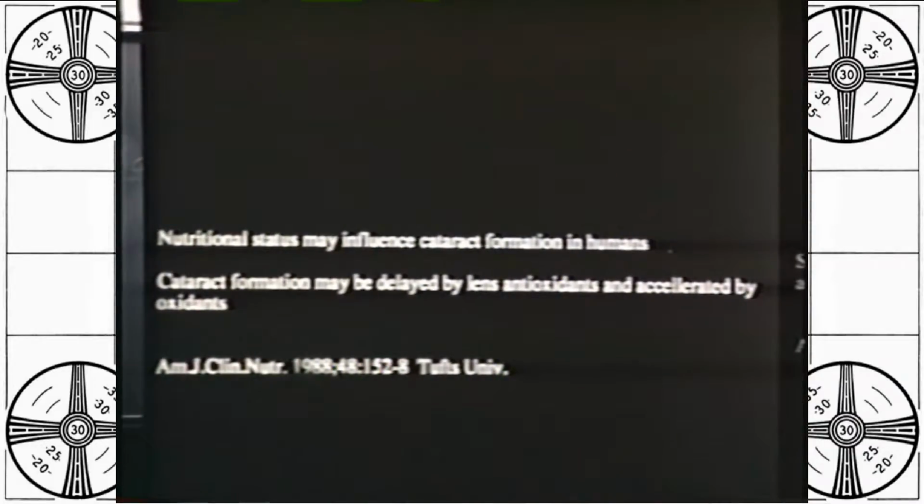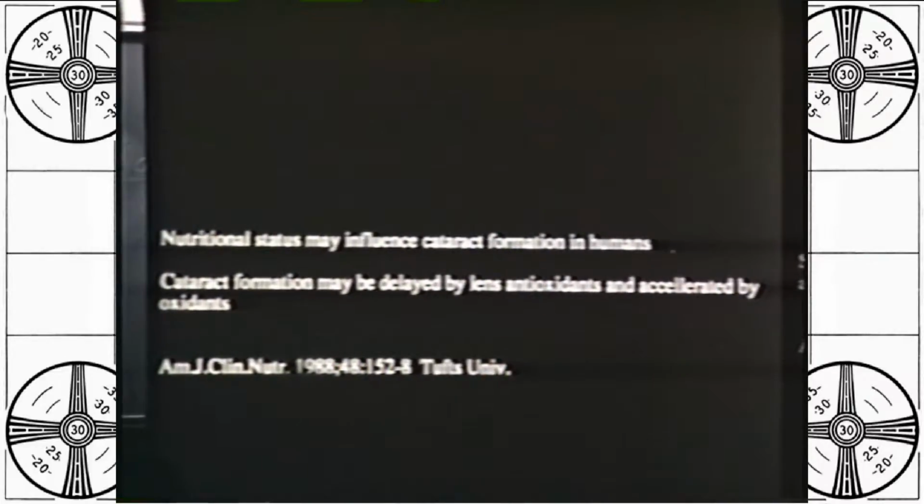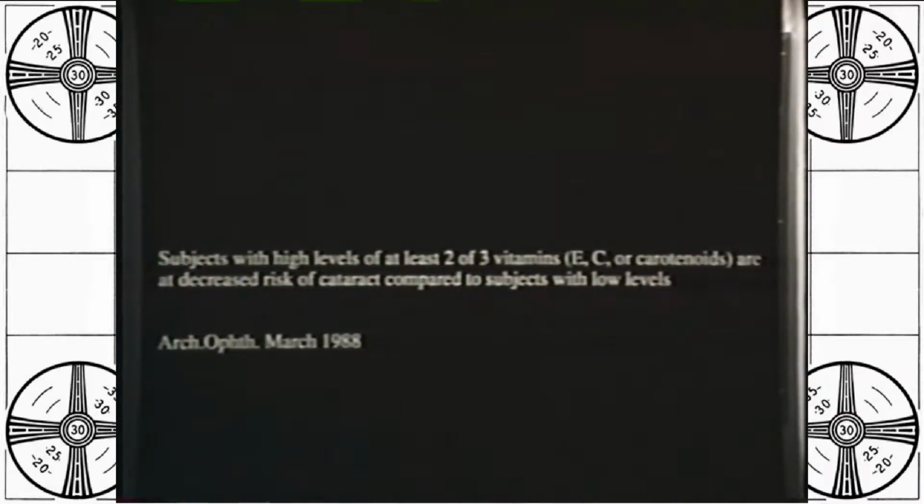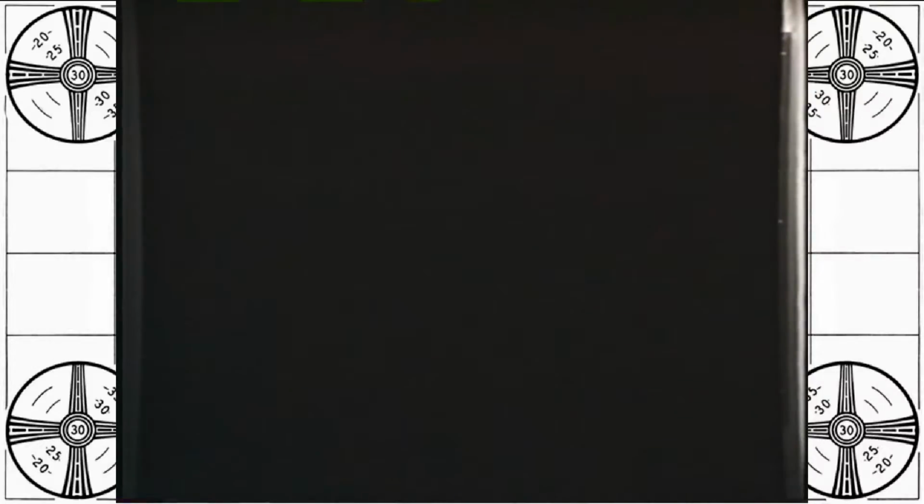Nutritional status may influence cataract formation in humans. Cataract formation may be delayed by lens antioxidants and accelerated by oxidants, and this is from the American Journal of Clinical Nutrition in '88. They looked at high levels of vitamins E, C, and carotenoids, and these are antioxidant vitamins. Subjects who had high levels of at least 2 of 3 of these were at decreased risk of cataract compared to subjects with low levels.